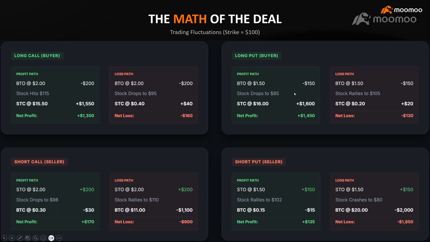Okay, so let's look at the long put side. Long put. We focus on the buyer first. If we buy to open the put option, with a long put, are we bullish or bearish? We are buying the put option now. Are we bullish or bearish? Can someone answer me? Bearish.